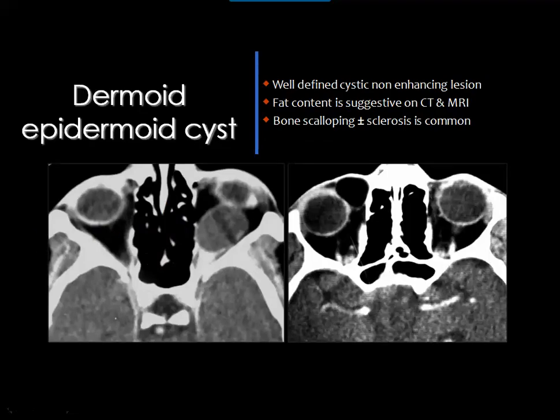Then lesions which are well-defined but appear cystic. Then you see here, this is the globe and this is a cyst containing fluid within the orbital cavity. The cyst may be dermoid or epidermoid, and the presence of fat is not necessary for the diagnosis of dermoid cyst. But if you see fat within the lesion, you think of dermoid, more than epidermoid. And this is an example of dermoid cyst seen in the anterior aspect of the right orbital cavity, and this is an epidermoid cyst or maybe a dermoid cyst within the left orbital cavity.